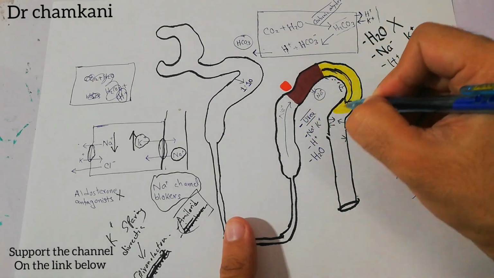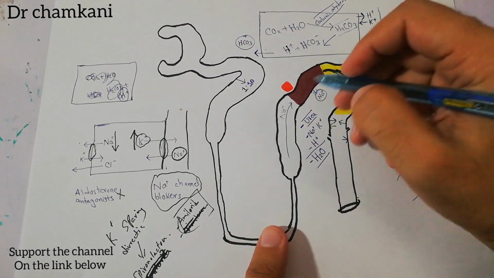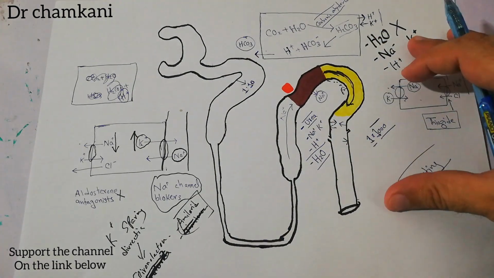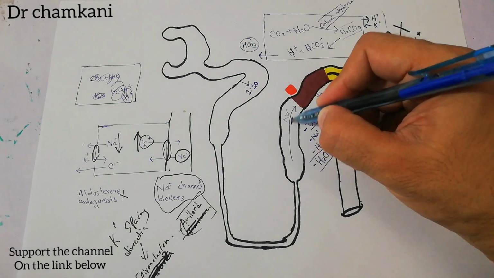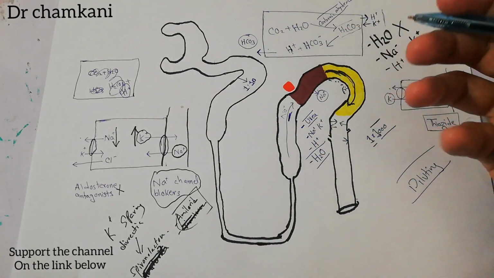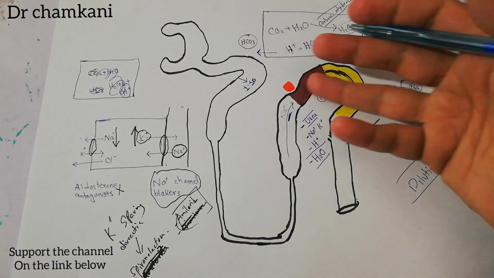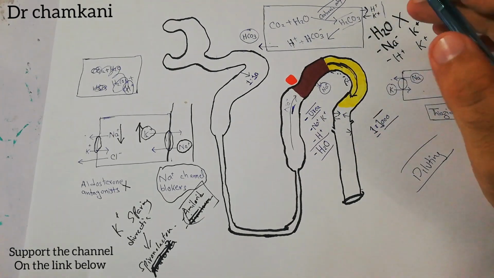This portion will normally not allow water to be reabsorbed, so this is also named as the diluting segment. It will not allow water to be reabsorbed. Water will be present in the tubule, it will not be reabsorbed. So more water in the tubule helps in dilution of the urine, and it is the diluting segment. But there is an important difference.